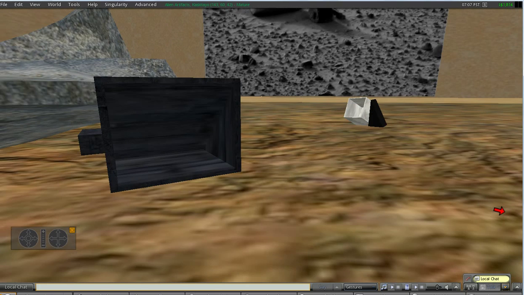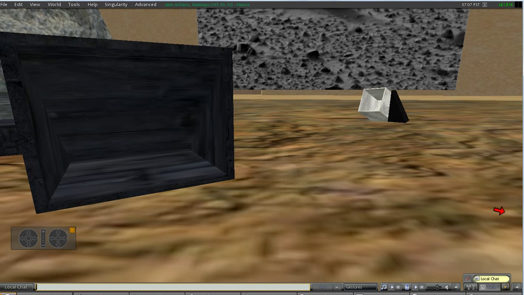Work is continuing in Alien Artifacts. I've got a problem with one of the other systems, so I'm going to have to do something with that.